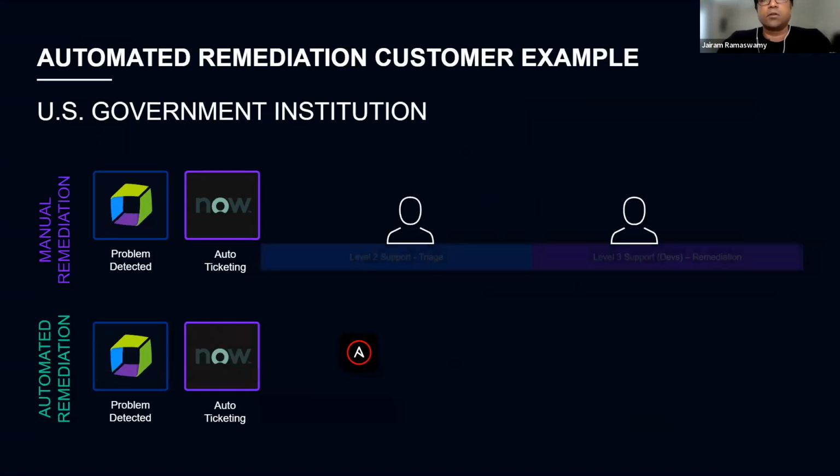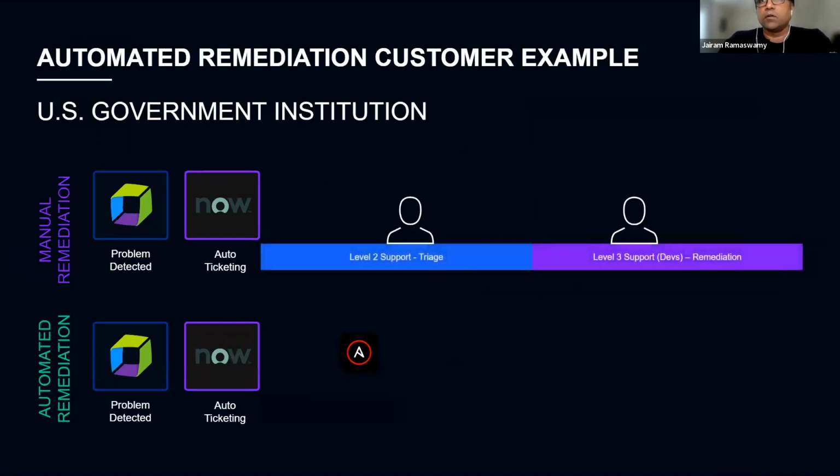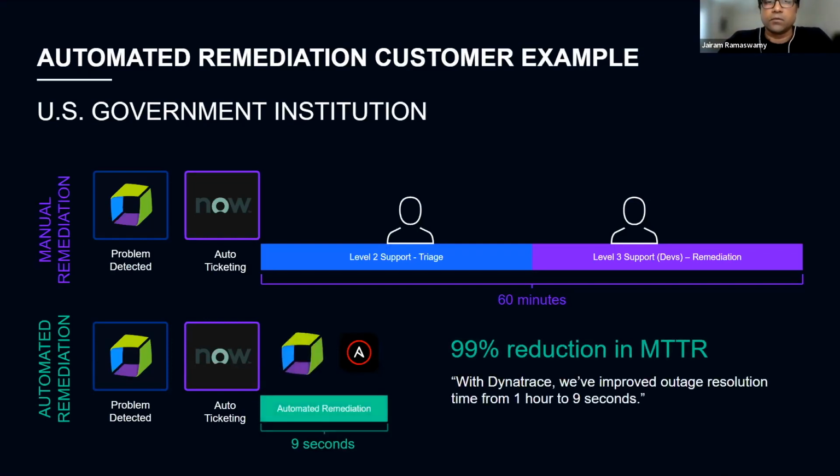So this is what I was talking about earlier, on your question, about automated remediation. There's a big US government institution which had Dynatrace detecting a problem, ServiceNow opening that incident, and from there, level 2 support, level 3 support, and developers actually remediating. It used to take 60 minutes to remediate that issue. It went down to 9 seconds. So that's a 99% reduction in MTTR with this government institution. They were really impressed, and they're building more use cases to figure out what else they can auto remediate with this integration.